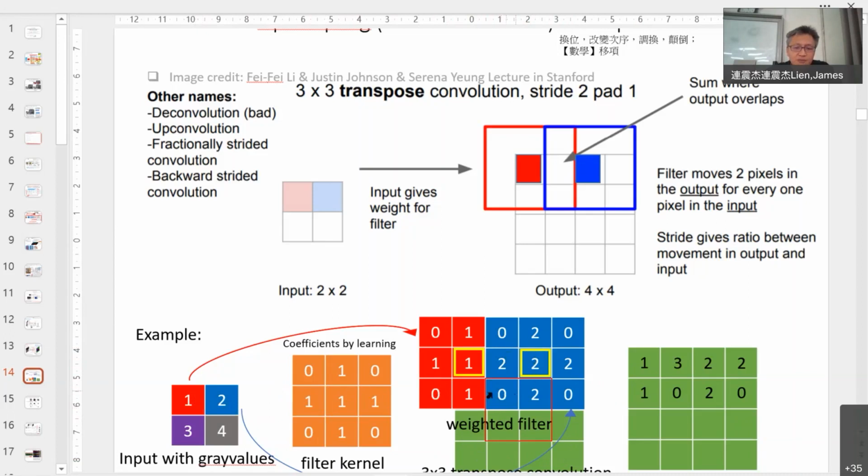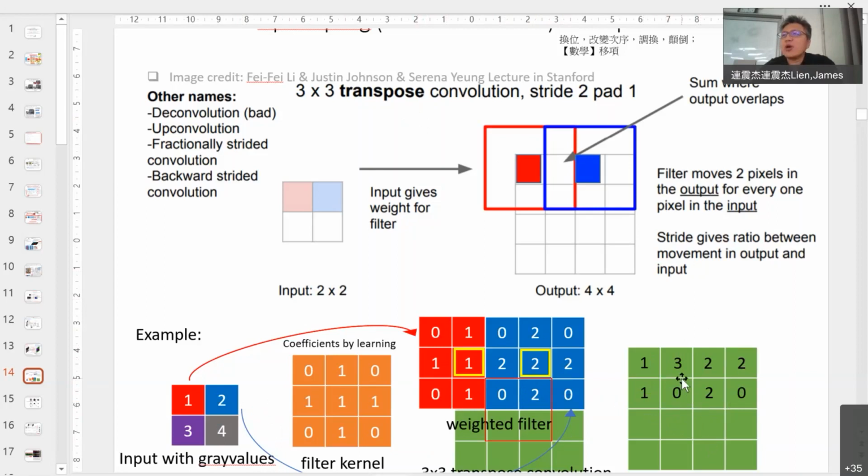So, suppose this value, the gray value, is 1. So you become 1, 1, 1, 1 here. You shift by 2, and this times the value 2, so it becomes 2, 2, 2, 2 here. However, this overlaps here, so you add them together. Do the same way, shift here, shift here. So a 2 by 2 image size will become 4 by 4. That's transpose convolution, or upsampling.